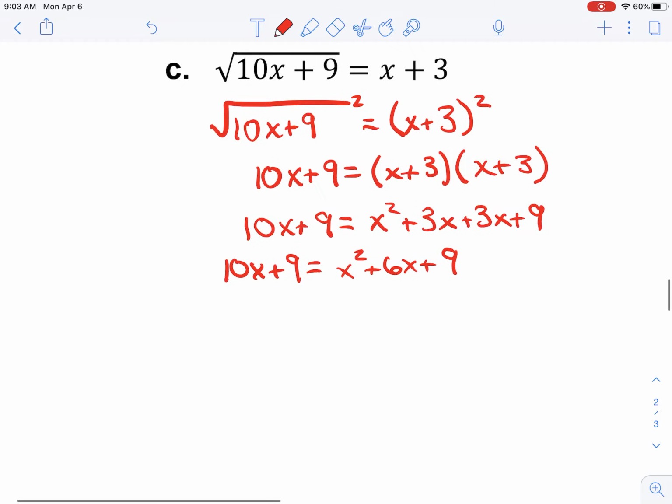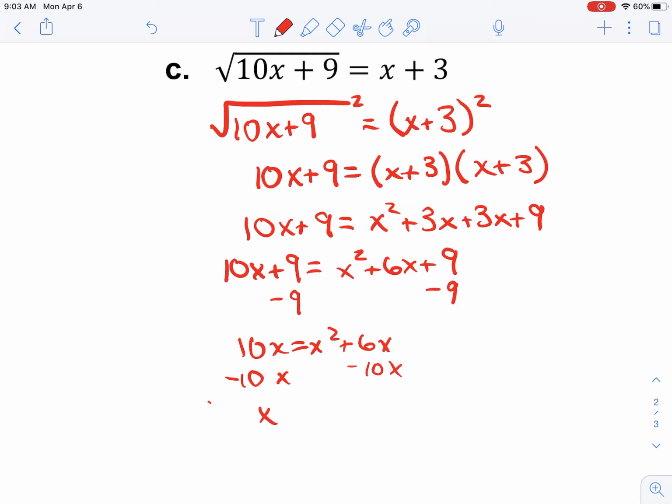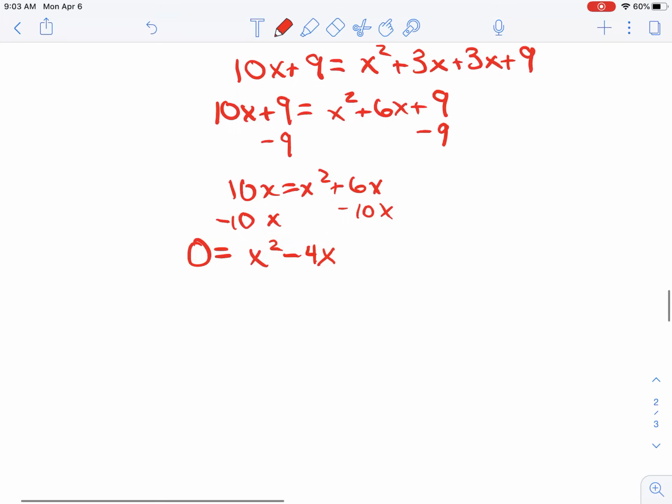I'm going to subtract 9 from both sides. So I have 10x equals x squared plus 6x plus 0. And then minus 10x from both sides. So I have 0 equals x squared minus 4x. Okay, so how do we FOIL this? Or not FOIL this, sorry, factor this. First of all, we can factor out an x.